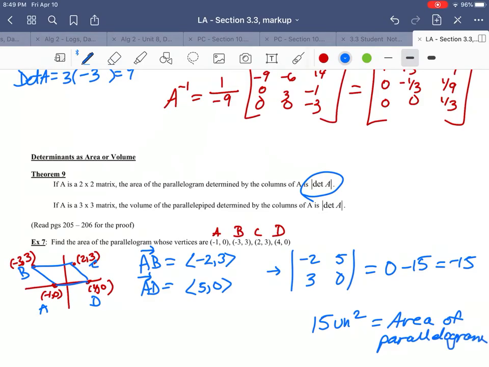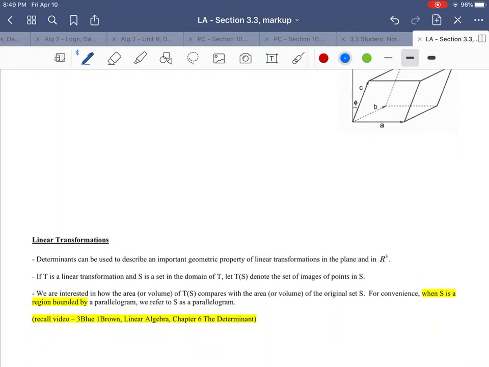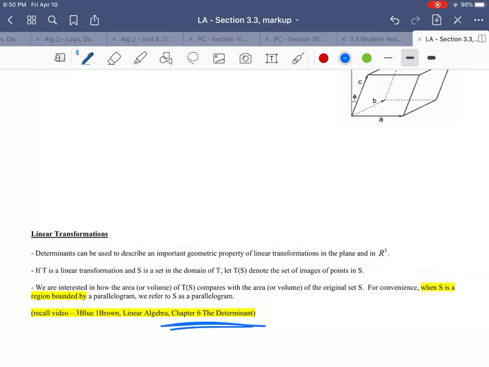All right, and a good video to watch too, I put it on the Google site, is this chapter 6 video from 3Blue1Brown, and it explains all these things and gives you nice pictures and everything like that.